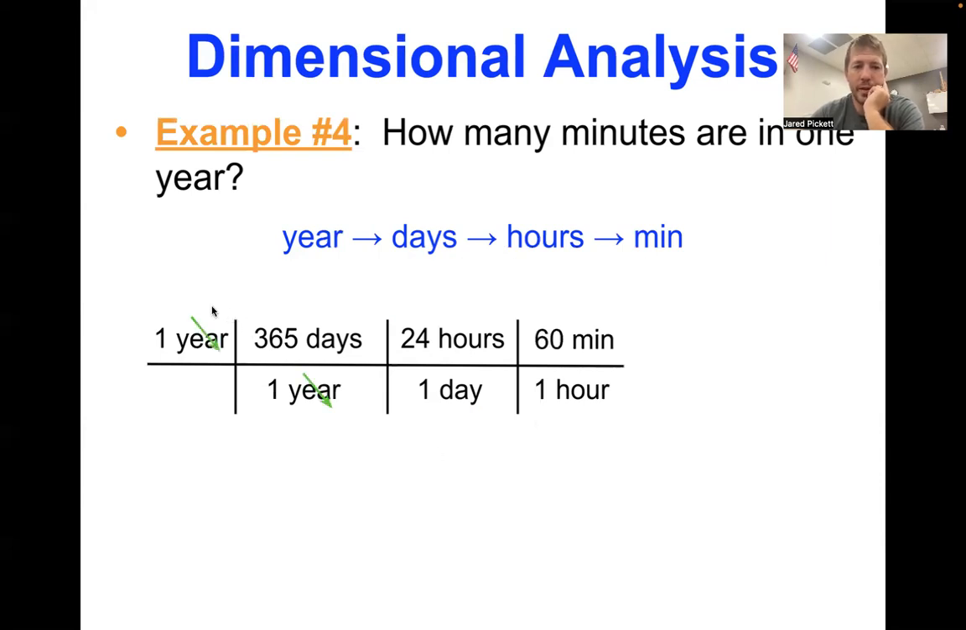What we're going to notice is that we can cancel out year, we can cancel out days, and we can cancel out hours. And so what we need to do next, according to our steps, is multiply all this stuff at the top and get a number, and then multiply the ones together, which is just one, and take whatever number we get at the top and divide it by our one at the bottom.